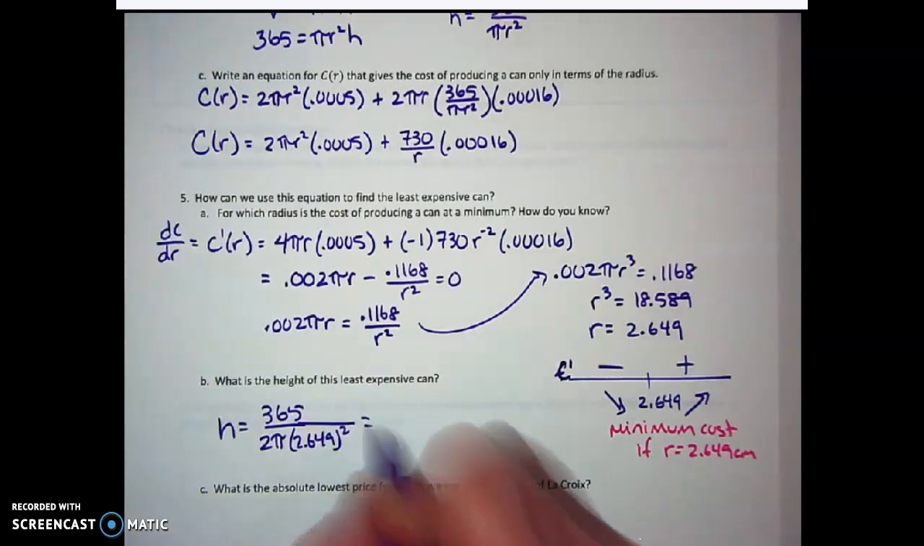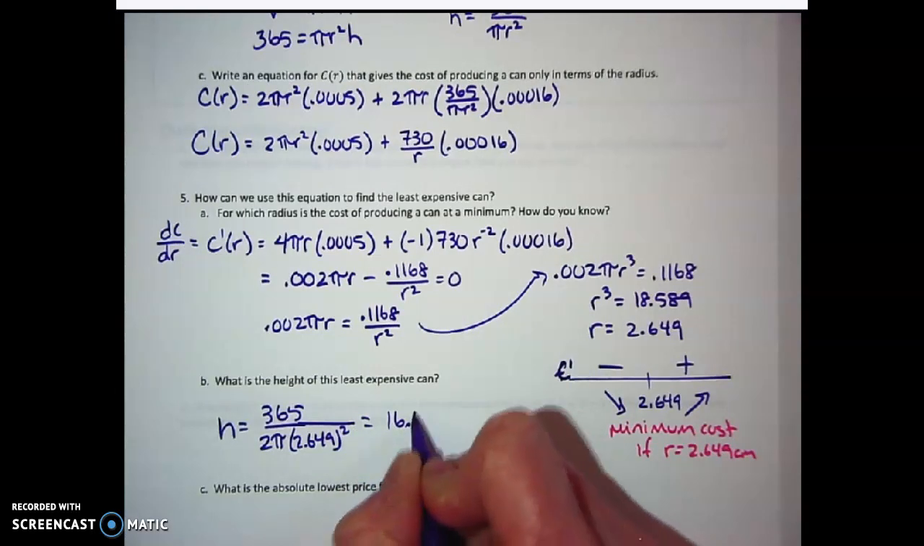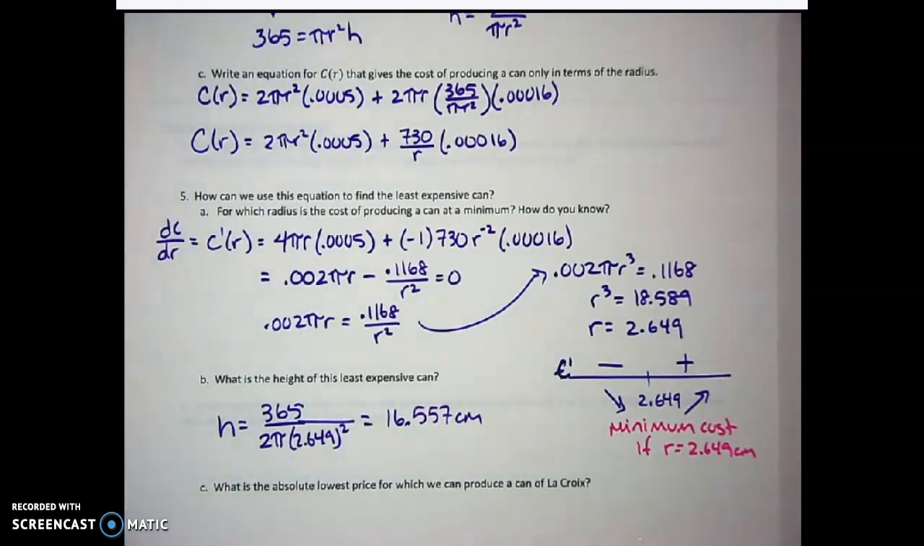And when I plug that in and then pop that into my handy dandy calculator, I get that my height should be 16.55 centimeters. And so now we need to figure out what is the absolute lowest price for which we can produce a can of LaCroix.